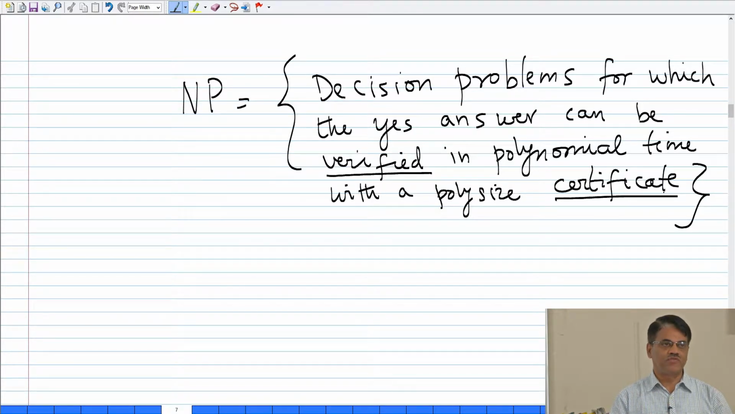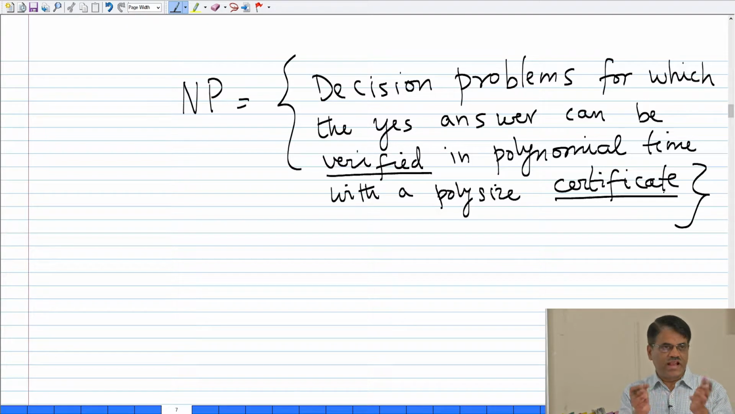Non-deterministic polynomial time. So, if you have seen an automata course, you would have seen non-deterministic finite automata, non-deterministic pushdown automata, non-deterministic Turing machines. It is related to that non-deterministic Turing machine. So, if you want a formal definition, it is a set of problems for which there is a non-deterministic polynomial time algorithm that will solve the problem. Okay.